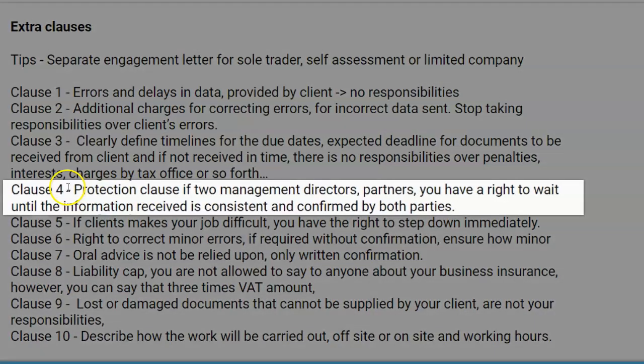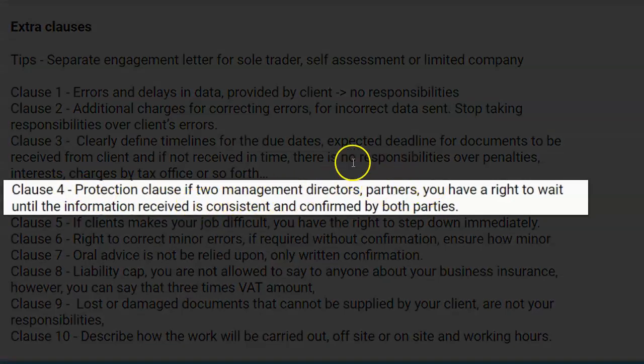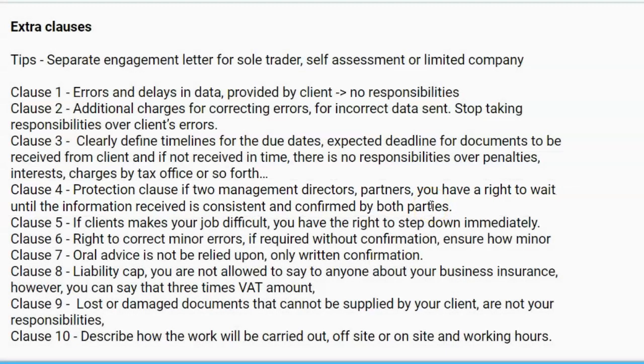The next clause is number 4, a protection clause for two management directors or two partners in a partnership. It may be that they are sending you information which is not agreed between them, and it doesn't make any sense. One person says one thing, another person says another thing, and it's not consistent. Therefore, you have a right, in the clause in your engagement letter, to wait until the information received is consistent and confirmed by both parties, so you can do your work properly.